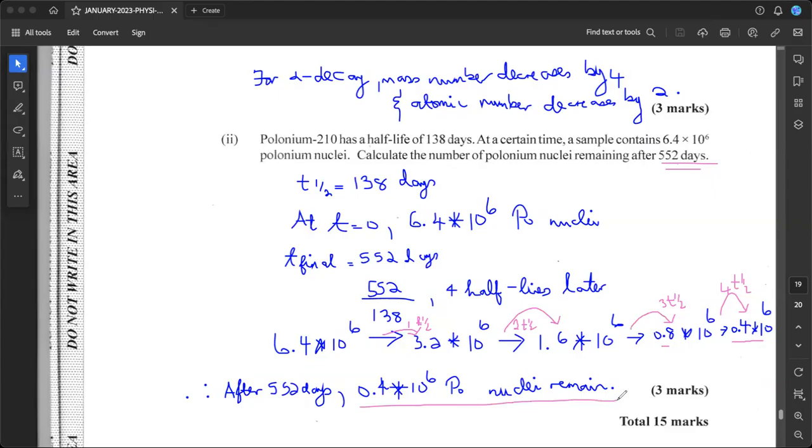Okay? So just make sure that when you see a question about half-lives, you're immediately thinking, okay, what does half-life mean again? And so how many half-lives have I gone through by the time I get to this endpoint that they're asking about? And then you can work accordingly to see how much of your sample would remain. And so that's exactly what we did here. We went through 4 half-lives, and so we end up with 0.4 times 10 to the 6 polonium nuclei remaining, okay, after that 552 days. So that's all for this question.